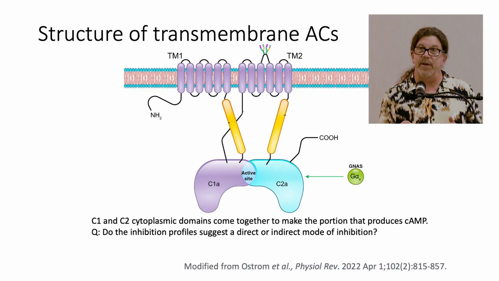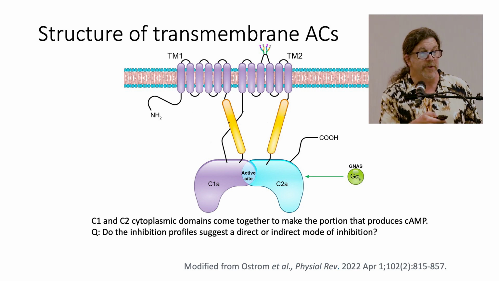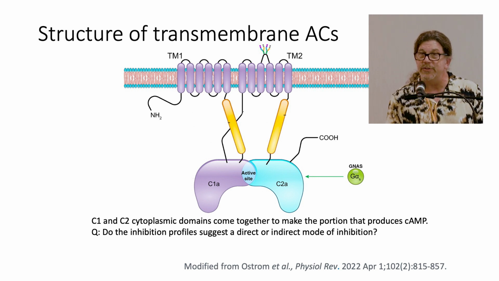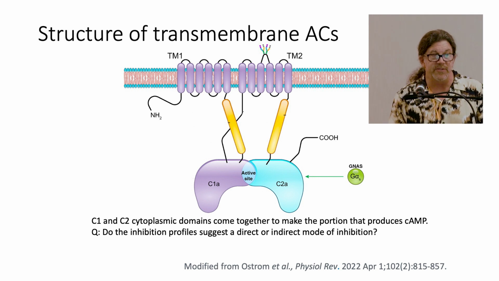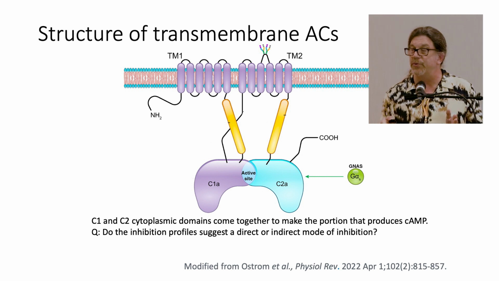Okay, so here was our thinking. There are a couple ways that we might be able to distinguish between a direct effect or an indirect effect. And the first one is, do we see patterns of inhibition by these various active compounds that would suggest that it's a direct effect?